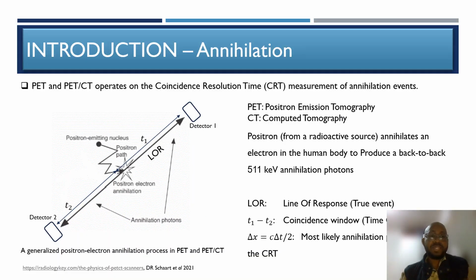Current PET and PET-CT scans operate on the principle of measuring time coincidence of annihilation events, where a positron from the radioactive source annihilates an electron from the human body to produce two 511 keV annihilation photons. The coincidence window is the time difference between the detection of the two gammas from the annihilation event, and the possible location of the annihilation event can also be determined or estimated from the expression dx = c·dt/2, where c is the speed of light in vacuum and dt is the coincidence time window.